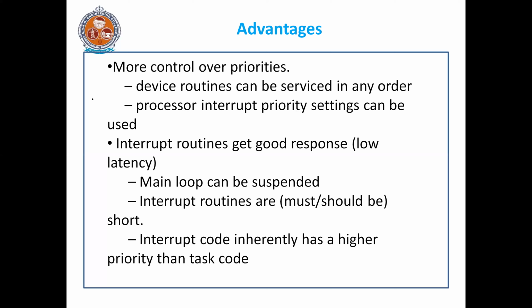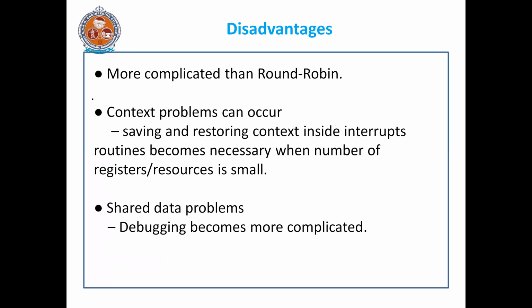Whenever we are writing the interrupt routines, we should take care that they are very, very short so that they will be executed very fast. Also, the interrupt code inherently has higher priority than the task code. As I told at the beginning, even though a task code is being executed, once an interrupt occurs, priority is given to the interrupt routine. So these are the advantages of round robin with interrupts architecture.